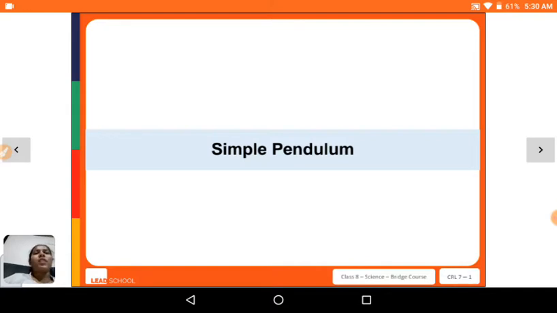Now in today's lecture we will learn about a simple pendulum. This topic will help you understand some important concepts that you will study in physics in this grade. So let's begin. Simple pendulum.